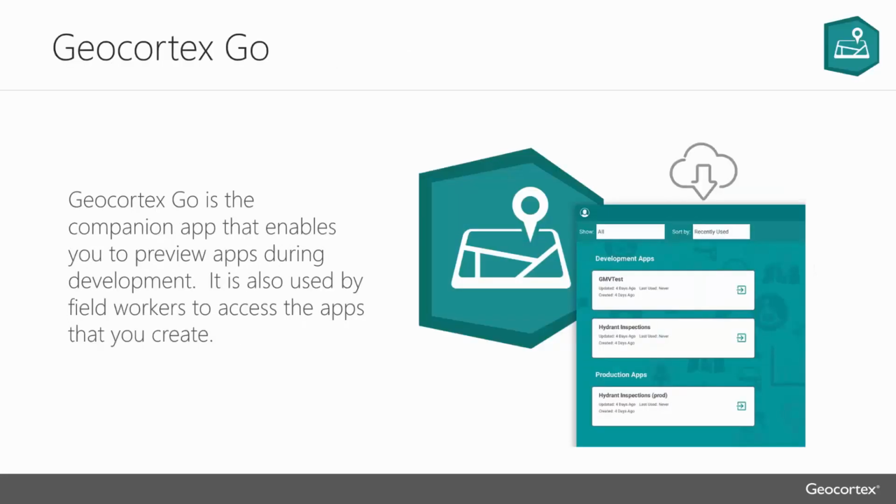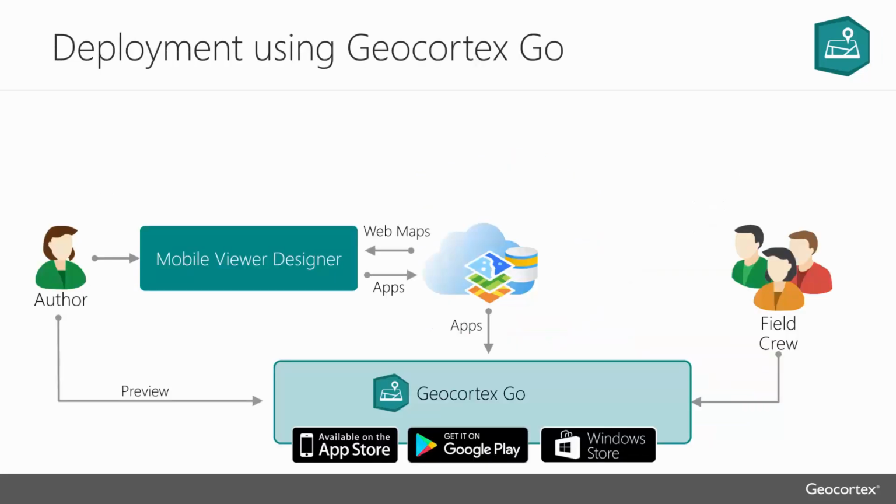And of course, we've got Geocortex Go, the companion app that allows you to preview during the development process, but which you can also use for deployment. And we talked about a couple different deployment models, and it's worth just reviewing this slide, I think. Geocortex Go, available on the 3 different app stores, works with the output of our Mobile Viewer designer, which in turn consumes web maps and creates apps. And your field crew can access that entire stack working through Geocortex Go.